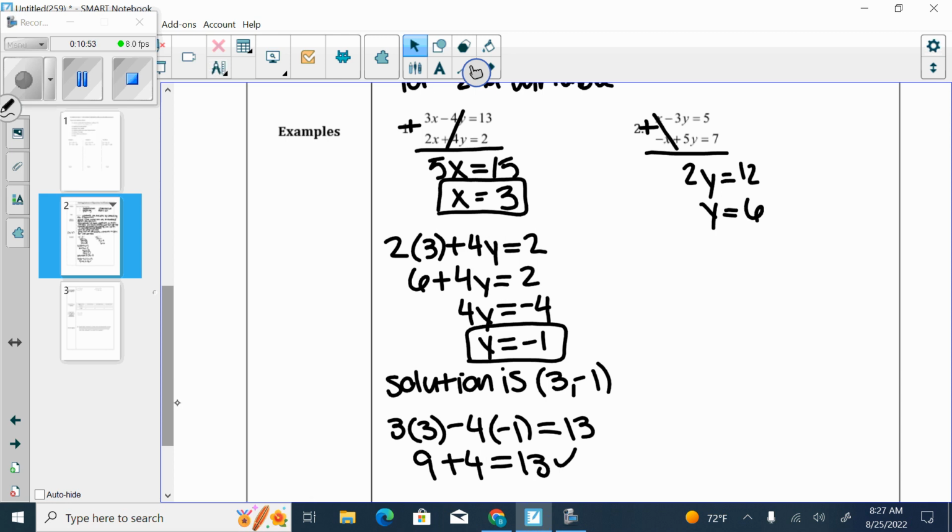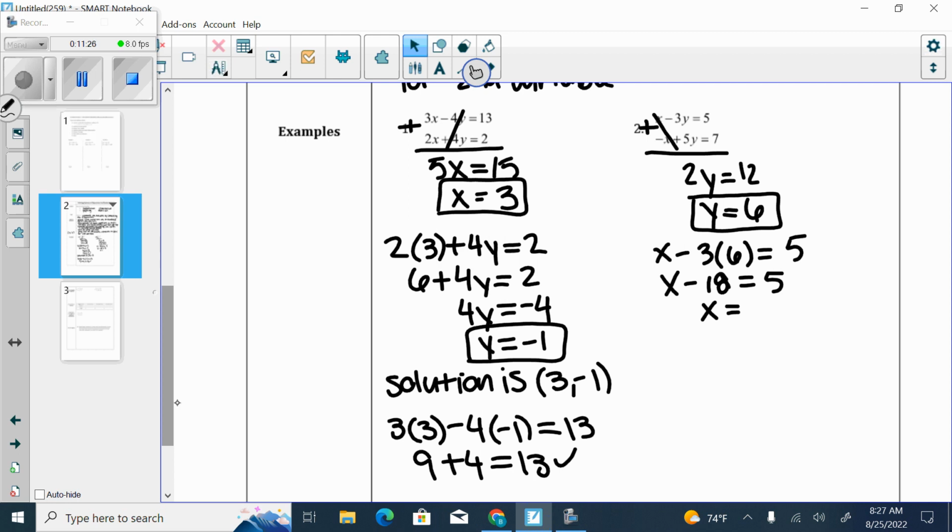Okay, so I now know y. What am I going to do to find x? Okay, you guys want to use top or bottom equation? Top, okay. So we would have x minus 3 times 6 equals 5. Okay, well, what is 3 times 6? 18. All right, so we've got x minus 18 equals 5. And then what? Right. So x is, good.